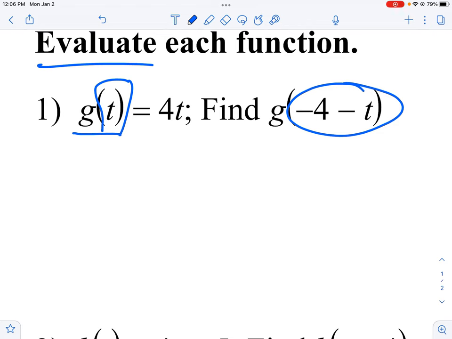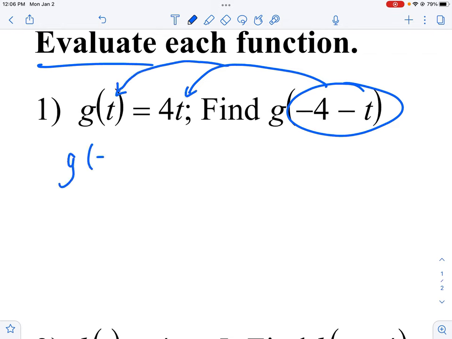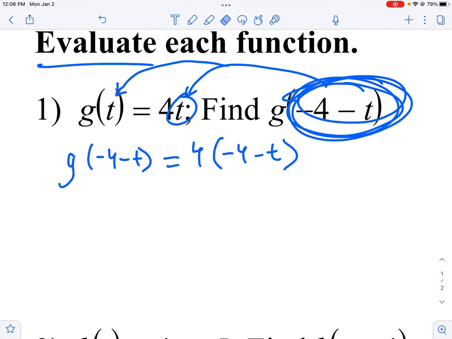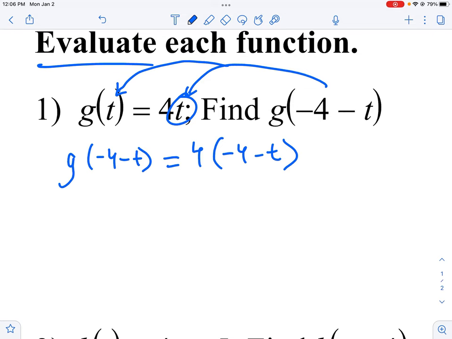That means you're going to take whatever the input is, whatever is in here, and you're going to times by 4. So I'm going to take this and put it in the t spot. When you substitute things in, just like always, make sure you put it in parentheses. We're going to have 4 parentheses, negative 4 minus t. I'm just replacing t with whatever's in the parentheses here. Make sure you do it precisely. Whatever's in there. And now I'm going to simplify.